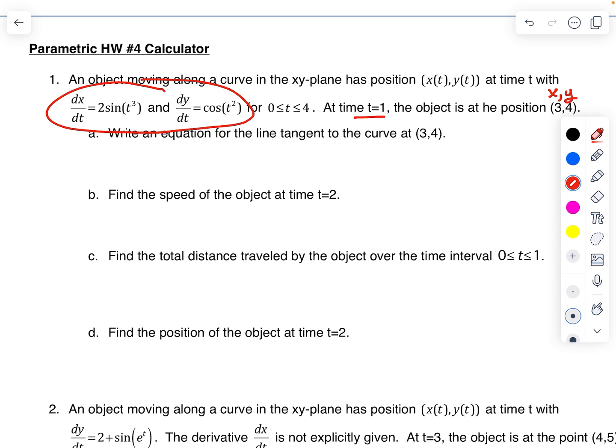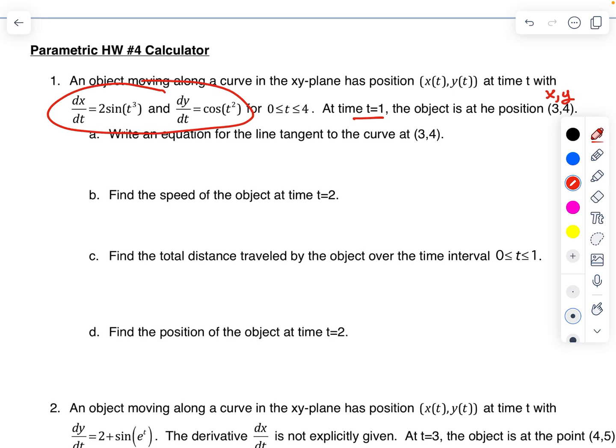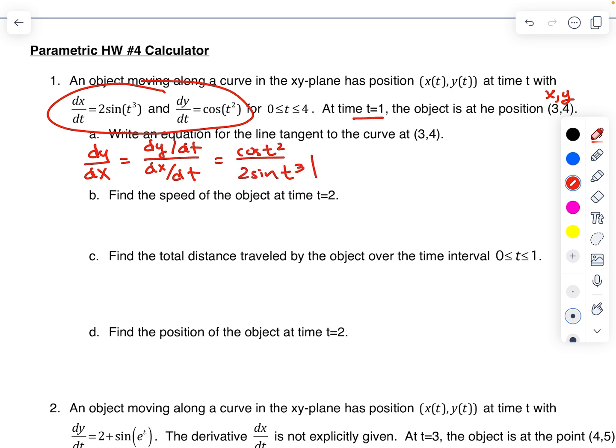So what are the things that we need to write the equation of a tangent line? I need the slope. So in parametric form, dy/dx is dy/dt over dx/dt. And both things are given, so this is cosine of t squared over 2 sine of t cubed. And I want to know what happens at t equals 1, so this is really cosine of 1 over 2 sine of 1. So you could leave the slope like this, or you can type this into your calculator and give me the decimal, up to you.